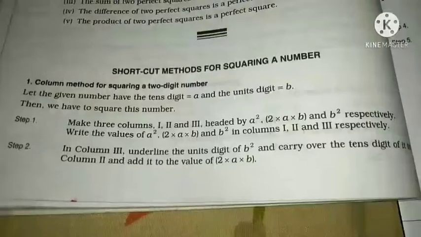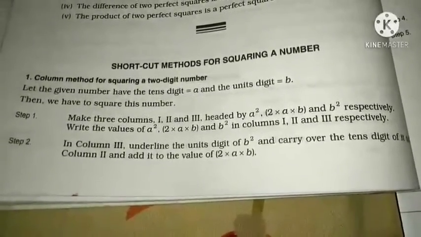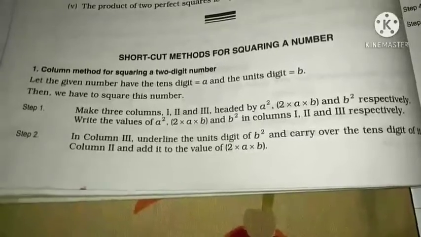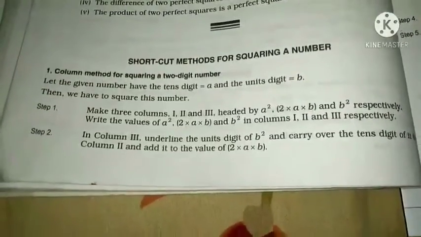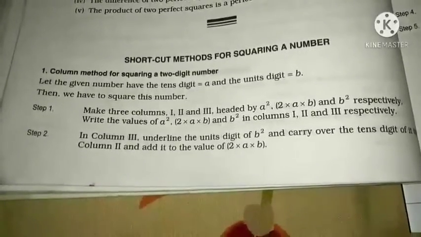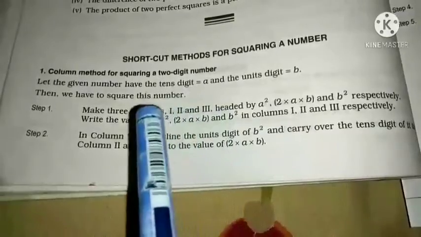Okay. Now we'll see there are two methods for finding out the square of a given number. The first method is the column method and the second method is the diagonal method. Now we'll see the different steps involved in finding the square of a given number using these two methods. First we'll discuss the column method.